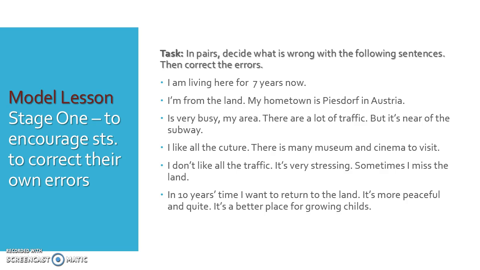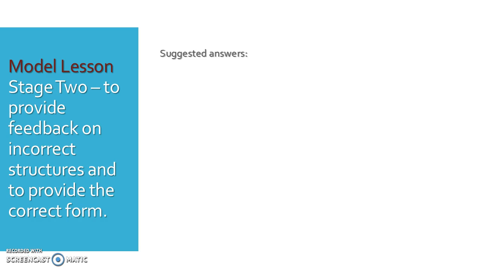So for example, I'm living here for 7 years now. The wrong tense, and the correct version would be I have been living here for 7 years now. So do the rest with your partner. So then you would go through the answers together in open class, maybe on the board.